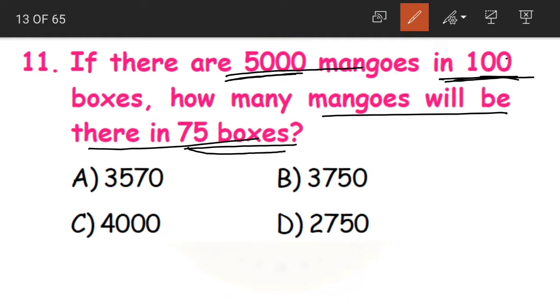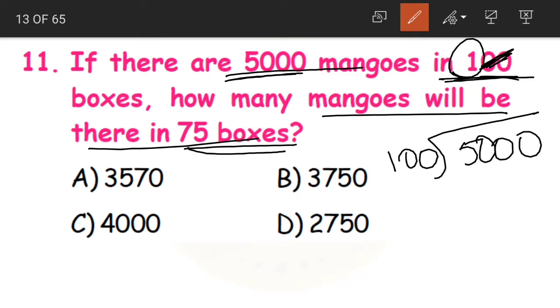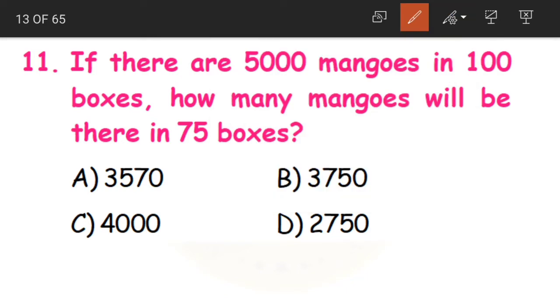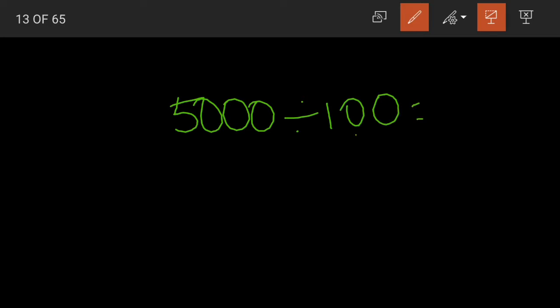For that, what should we do first? First we should find out the number of mangoes in one box. How will you find out that? 5000 divided by 100. Yes or no, children? Yes. So if you remember the last class of division, children, yes, that is our previous class.